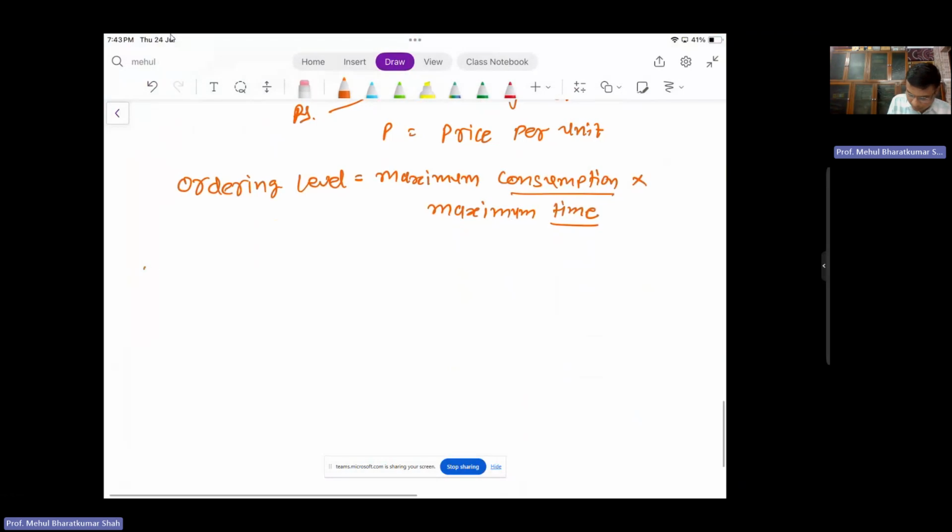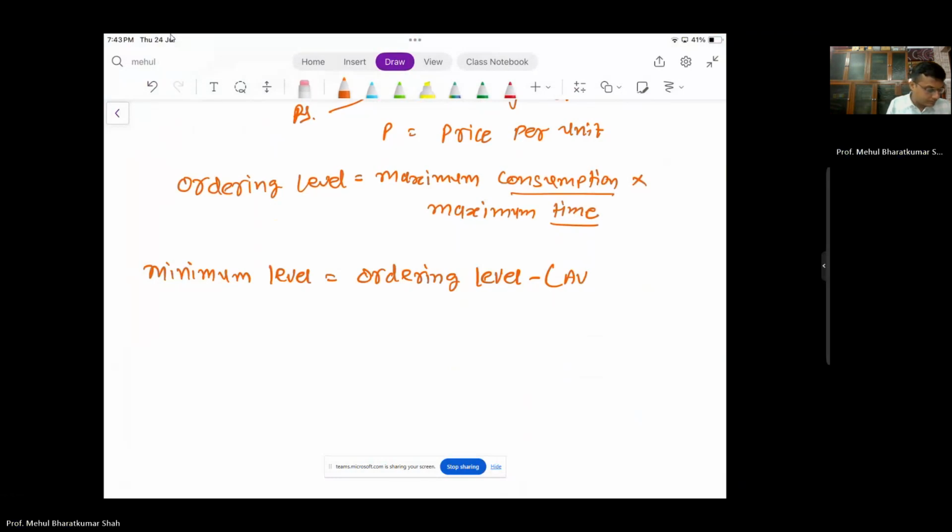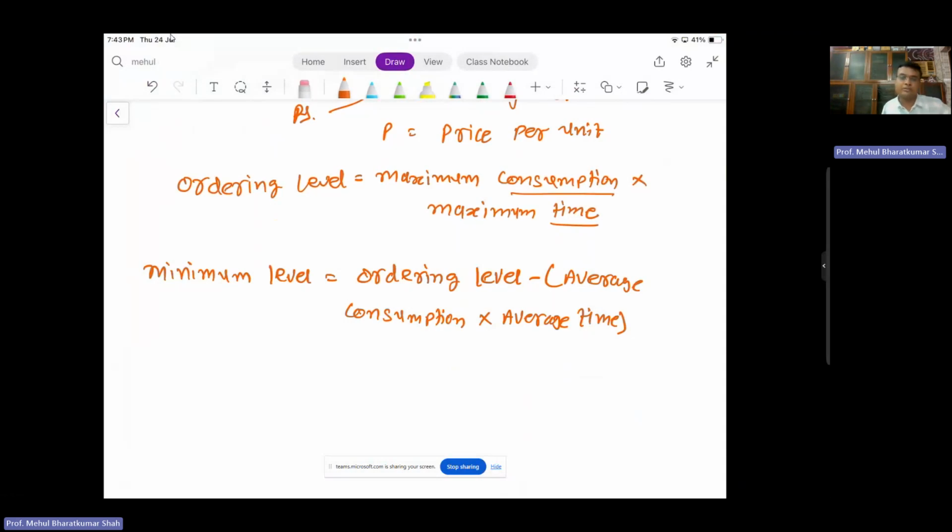Next is minimum level. Minimum level is equal to ordering level minus, in bracket, average consumption into average time.